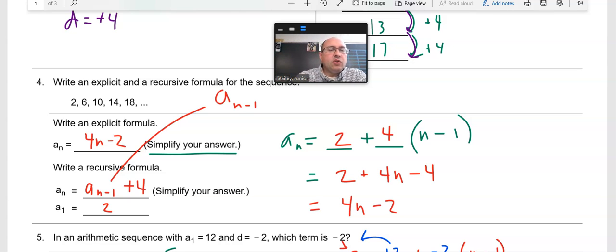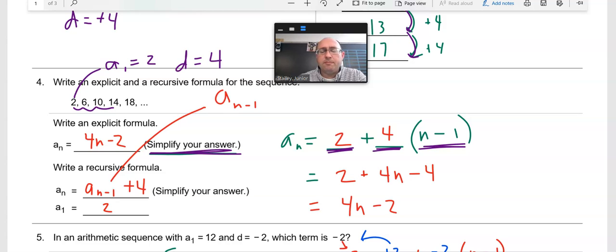Okay, so we can see that this thing starts with a 2, and it has a common difference between the terms, if you keep doing the subtraction, any term minus the previous term, of 4. Okay, got that information. They want me to write an explicit formula, and they throw this little phrase in here, simplify your answer. Okay. So we know that it's first term plus common difference times n minus 1.